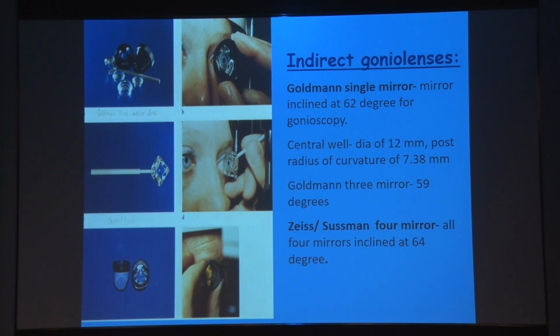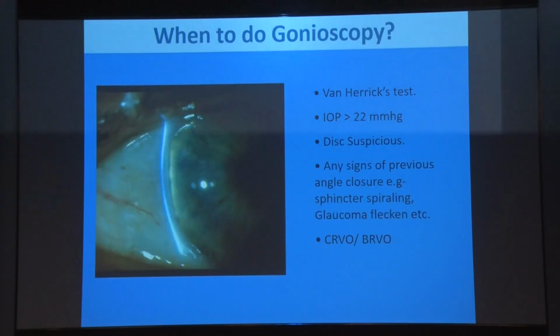The four mirror lens is comfortable. You just need to move your joystick. You don't need to rotate the lens. A small learning curve, but you can actually do everything with that. You can do indentation and you can see your angles as well. The Zeiss or the Sussman, whichever you have, is good enough.